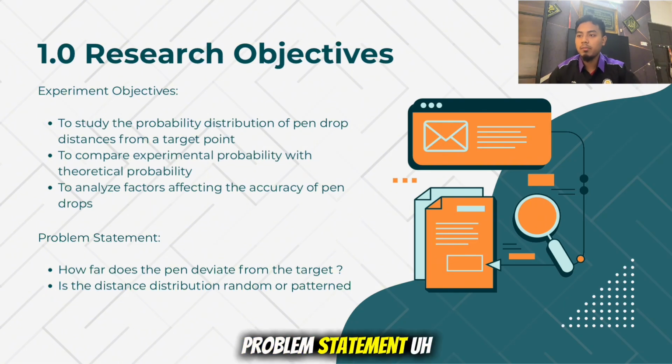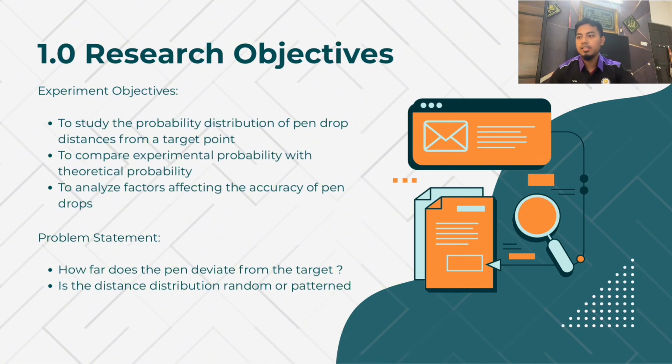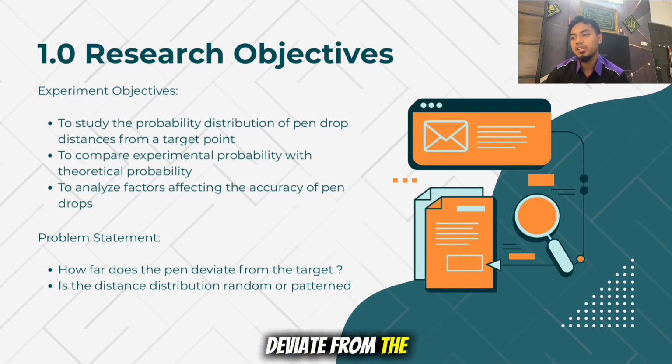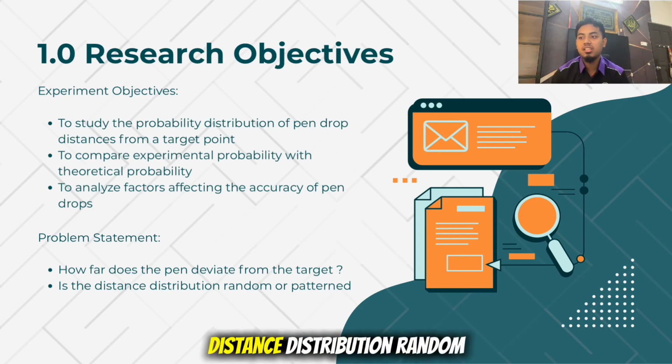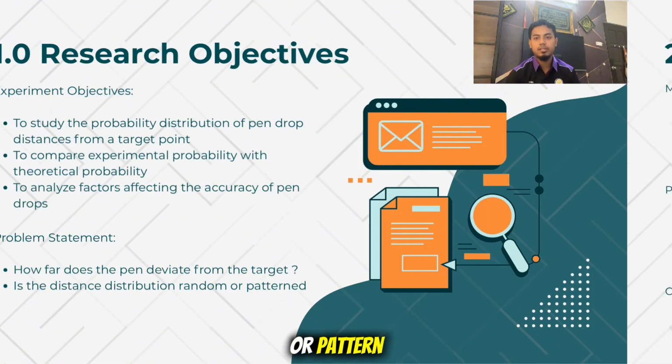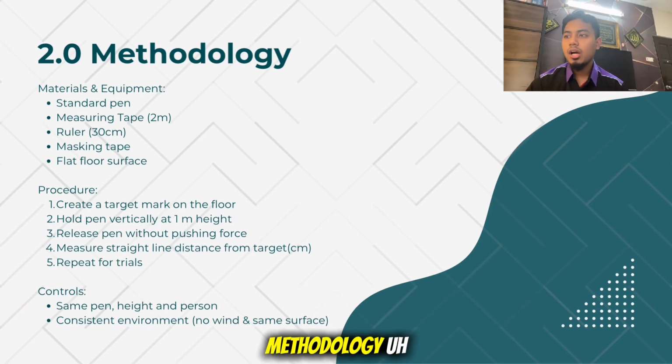For the problem statement, we want to know how far the pen deviates from the target, and is the distance distribution random or does it follow a pattern. And for the methodology, we need materials and equipment such as a standard pen, a measuring tape about 2 meters, a ruler about 30 centimeters, masking tape and a flat floor surface.